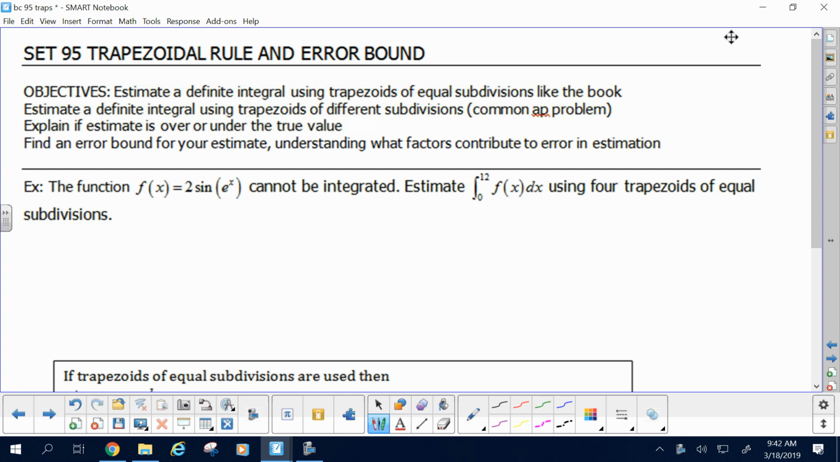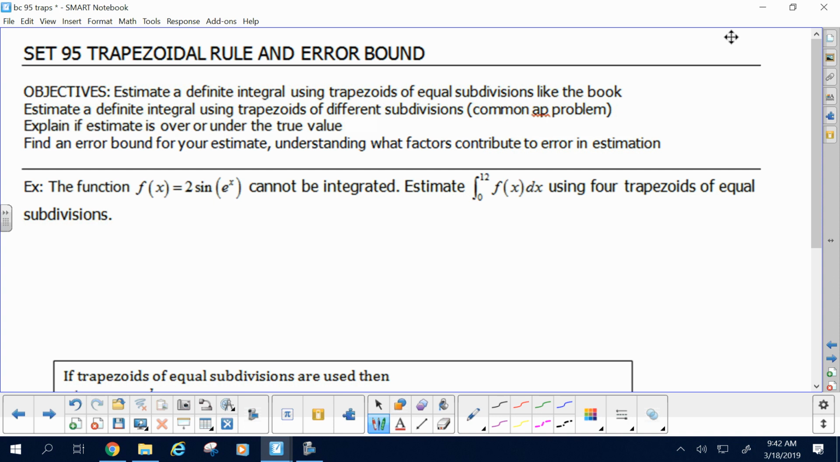Okay. Way back in set 40, something like that, you estimated area under the curve using left-hand rectangle approximation method, left LRAM, right-hand rectangle approximation method, RRAM. You used midpoint method. It's been a while since we used midpoint. That's a good one. But none of those rectangle methods are as good as trapezoids.